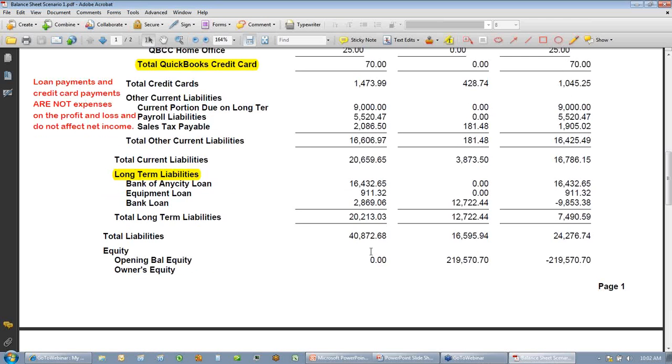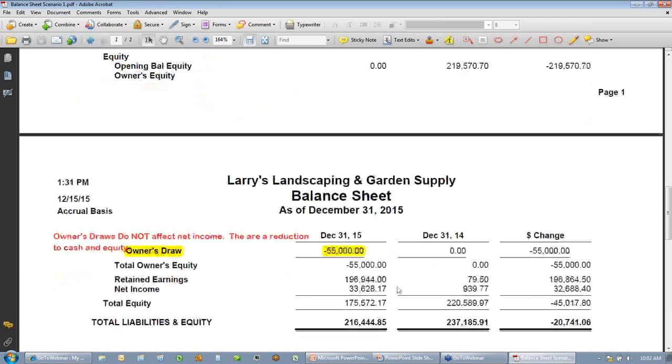Then I would cruise on down to the last portion of the balance sheet, and I notice here I have a $55,000 draw with Larry. I say, hey Larry, I see that you took a $55,000 draw, and that is really where your cash has gone. So he's going to say to me, yeah, but it's only $55,000 and blah, blah, blah, and I'm going to say it's still a hit for cash, and it definitely is a depletion on cash.